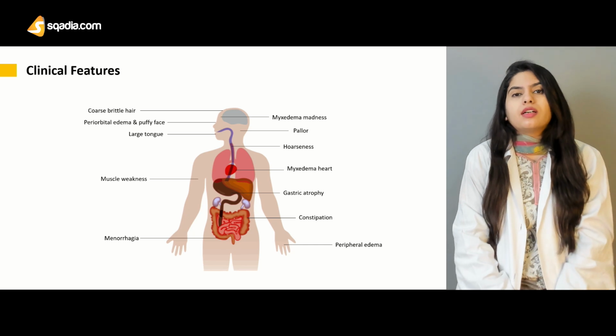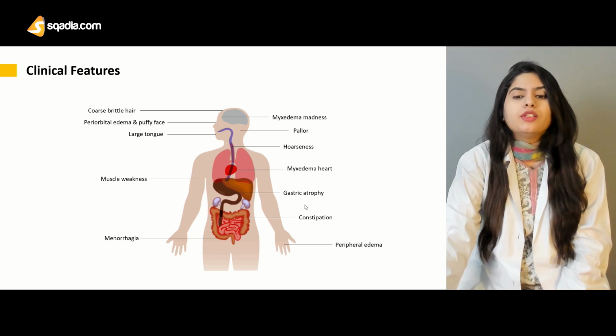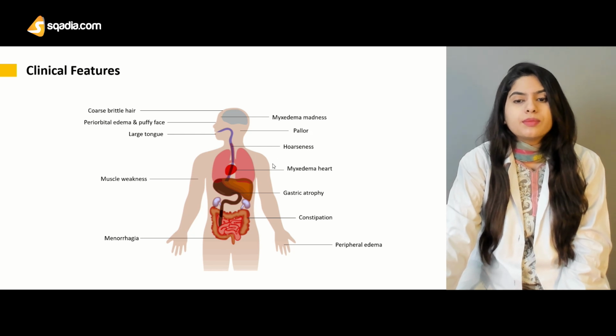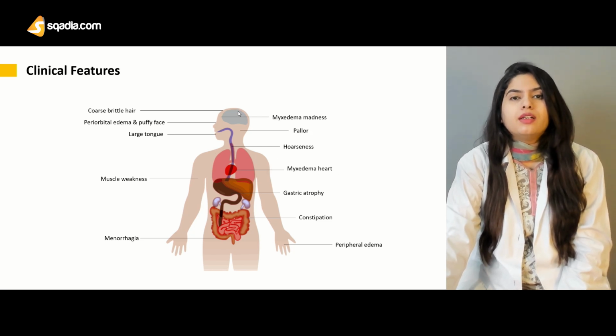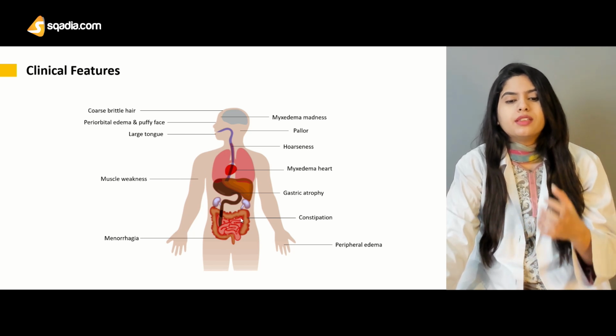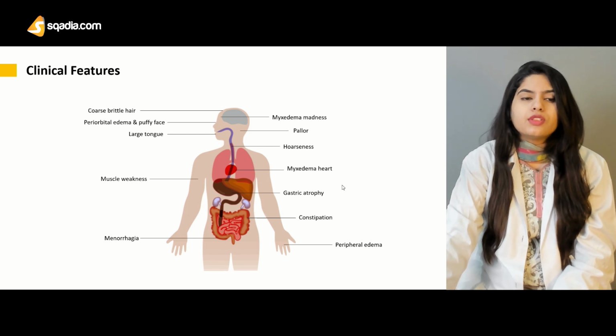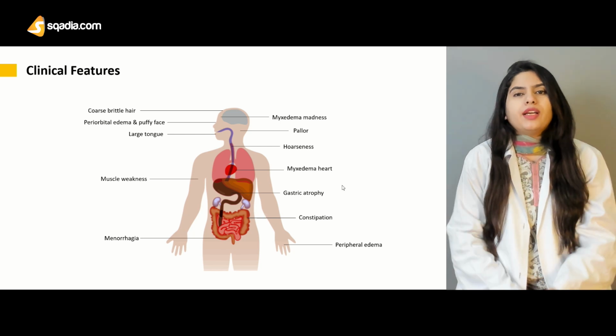So this is how hypothyroidism is going to affect the gastric system, cardiovascular system, also our brain, eyes, face, skin, the muscular system, and the reproductive system as well. So this was all about hypothyroidism.